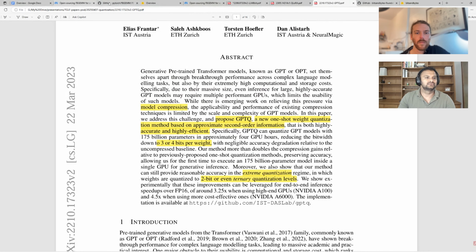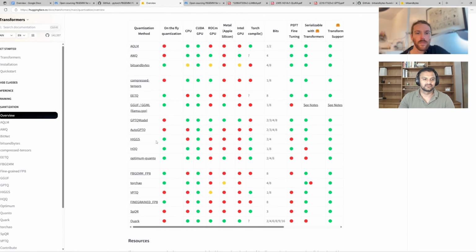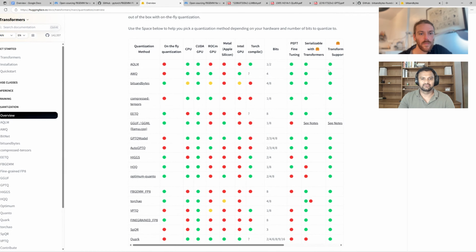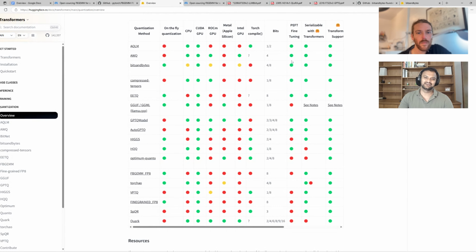So let me go back to the Hugging Face overview page. Yep. When I looked at this chart, I recognized bitsandbytes easily. Maybe I saw it on Twitter or LinkedIn somewhere, and it's also on-the-fly quantization. It means you don't really need a data set. You have a model, and even if you pass some dummy text, it works. Then I saw a GPTQ model. It doesn't say on the fly.